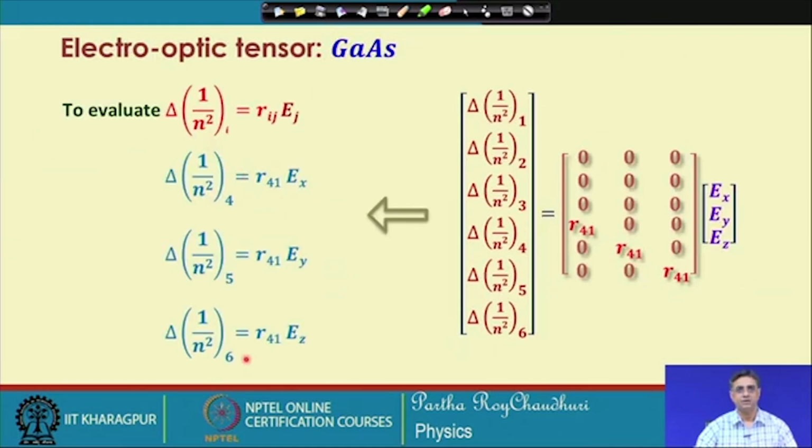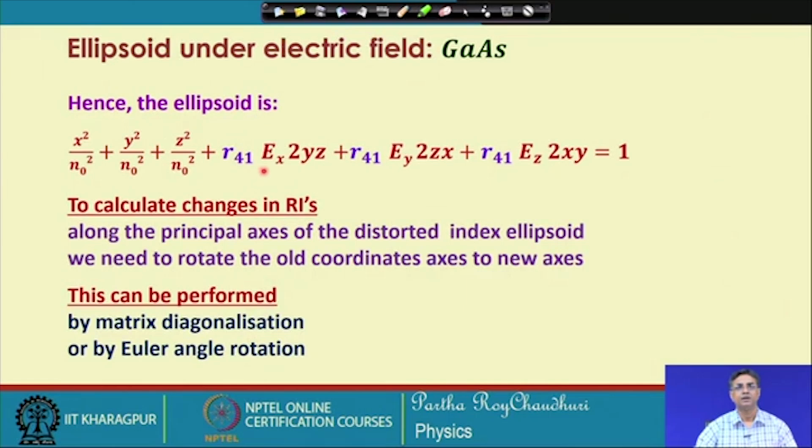So, these cross terms are now associated with this new ellipsoid equation. Now, we will have to calculate the changes in the refractive indices for the new principal axis system. So, this is now the distorted ellipsoid equation, the deformed ellipsoid equation. From here, we will have to calculate the changes in the refractive indices.